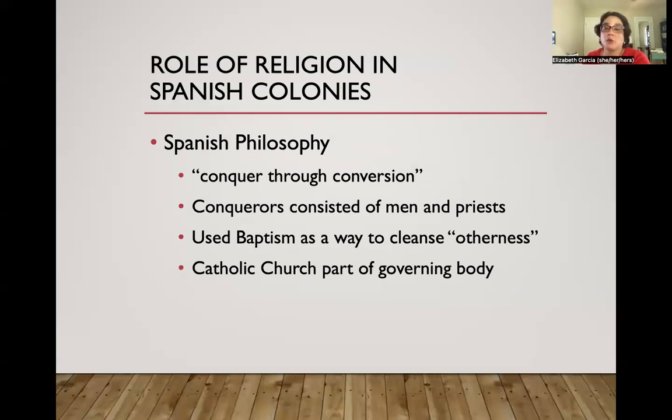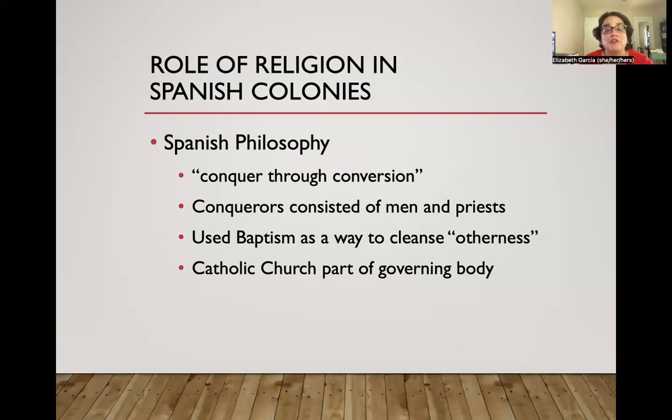The Spanish philosophy was different. It was conquered through conversion. So they didn't see the indigenous population as a population to sort of keep away from, but they saw them as a population to incorporate through the conversion of them into Catholicism. So the Spanish, following the Catholic Church and the dictates of the Pope, sought to conquer through conversion. The indigenous people who did not succumb to their diseases or to the abusive labor conditions or to the violence of war were to be assimilated through Christianity. Baptism, in a sense, cleansed them of their otherness.